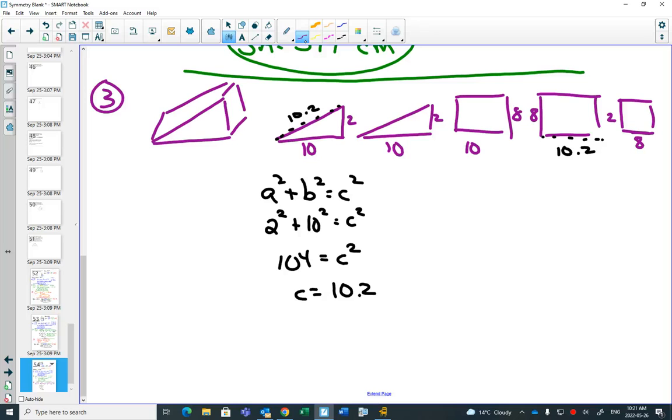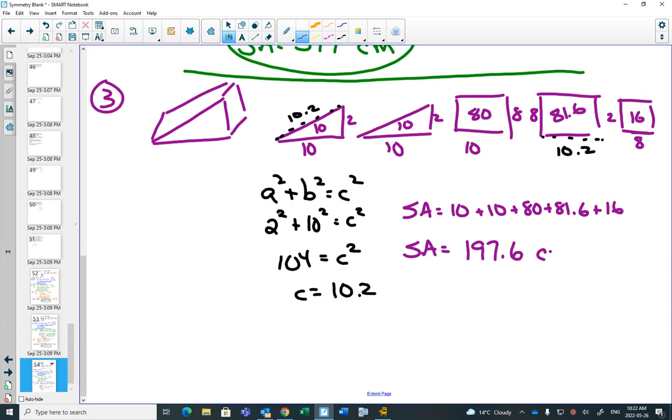We can now figure out each of these. Base times height divided by 2. Area of this one is 10. Area of this one is 10. Length times width, 80. Length times width, 16. Length times width, this one you have to take out your calculator. 81.6. So our surface area will be 10 plus 10 plus 80 plus 81.6 plus 16. 197.6 centimeters squared.